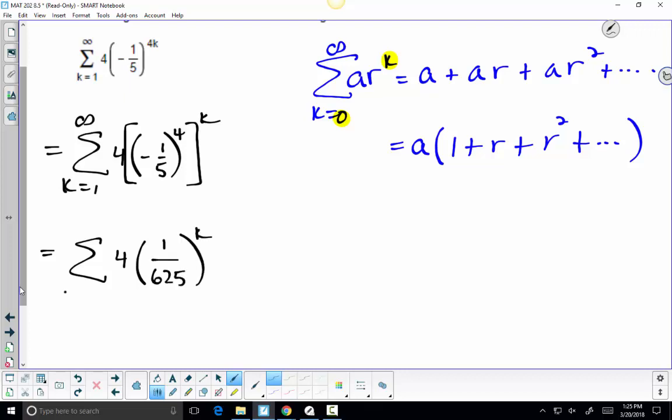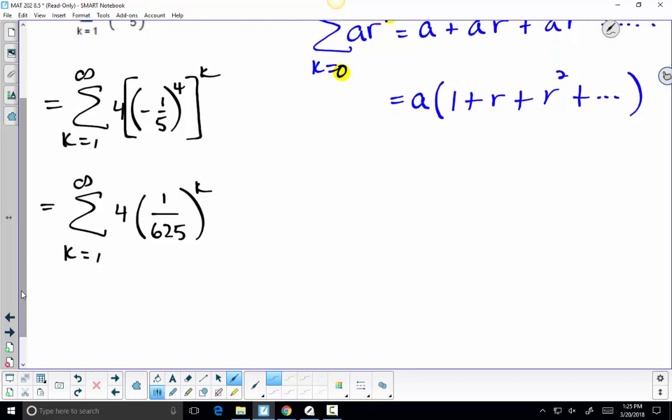There. So now we're good with the r value. Now, regardless of what a is, we know r. This is r right there. So this tells us that r is 1 over 625. Now, to figure out a, that all depends on where the indexing starts.